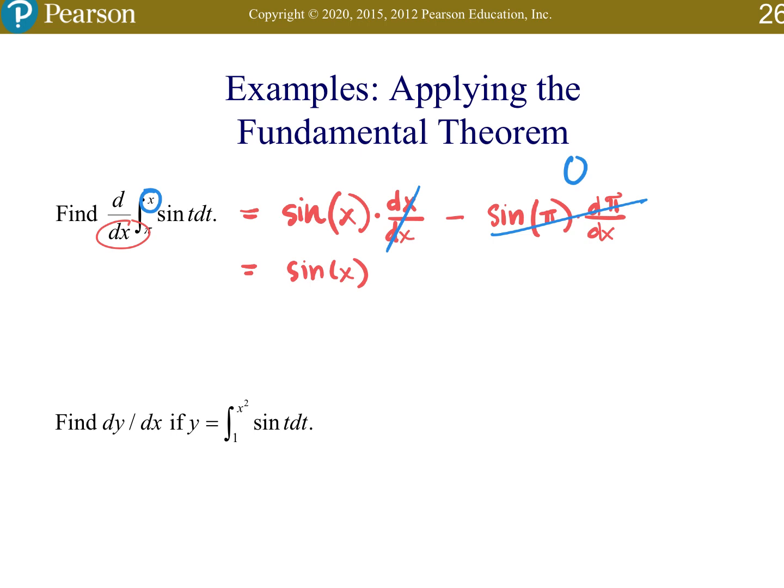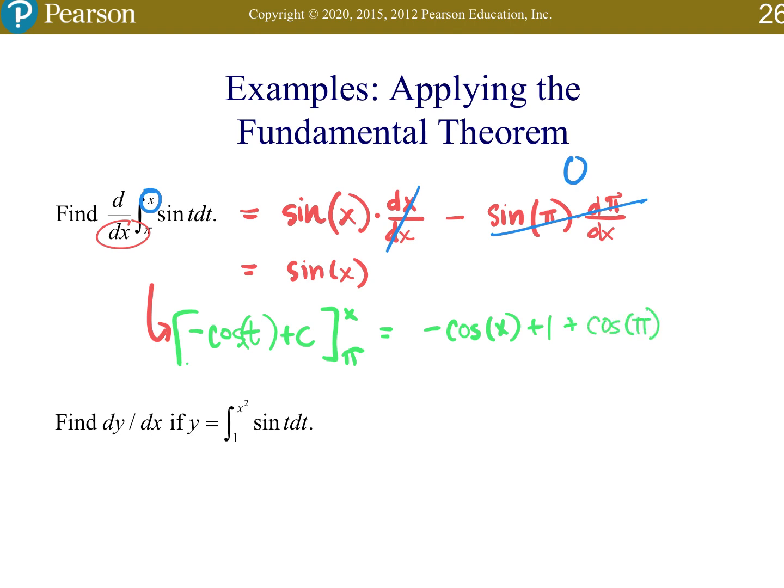You want to do it the long way? We'll do it the long way. No problem. Well then, what is the antiderivative of sine of t? The antiderivative is negative cosine of t plus c, and the bounds are pi to x. And then we plug in those: negative cosine of x plus c minus, plus cosine of pi. Oops, I wrote plus 1 instead of plus c. Minus c, the c's cancel each other out. So that's the antiderivative.